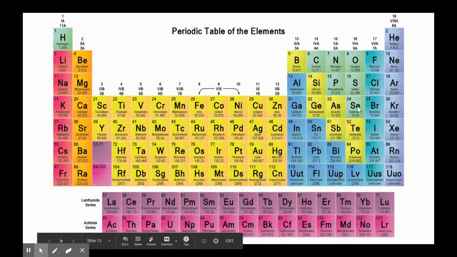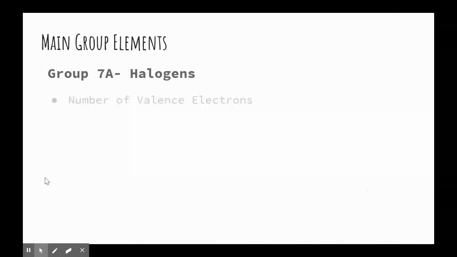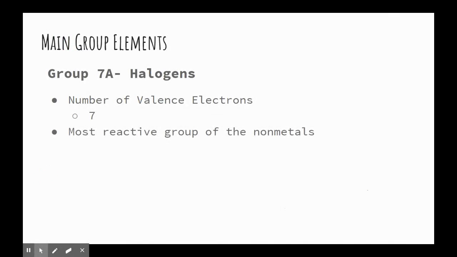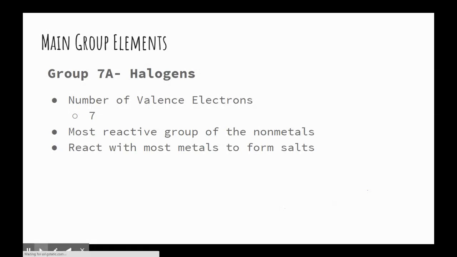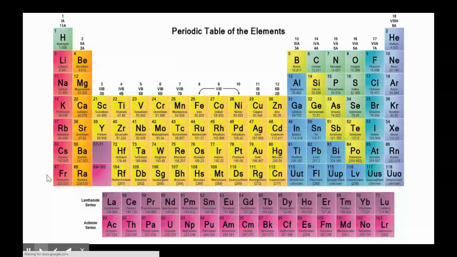Next, we'll talk about group 7A, the halogens. Since they are a part of 7A, that means they have 7 valence electrons. They are the most reactive group of the nonmetals because they have 7 valence electrons, so they only need 1 more to get to 8. And they react with most metals to form salts.